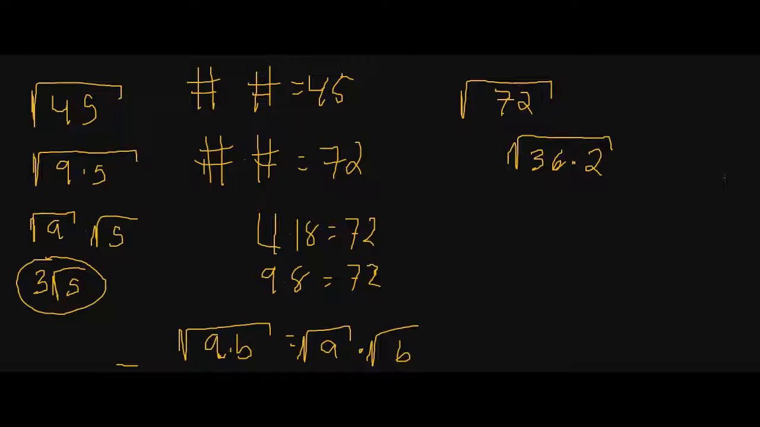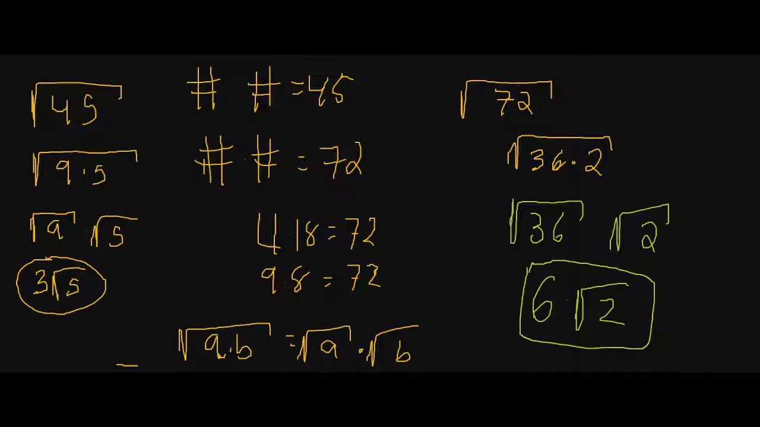So sometimes I like to just go through a few. So now we break it up using our conjecture, and we're going to get the square root of 36 times the square root of 2. Well, the square root of 36 is just 6 times the square root of 2. And that's my final answer, okay?